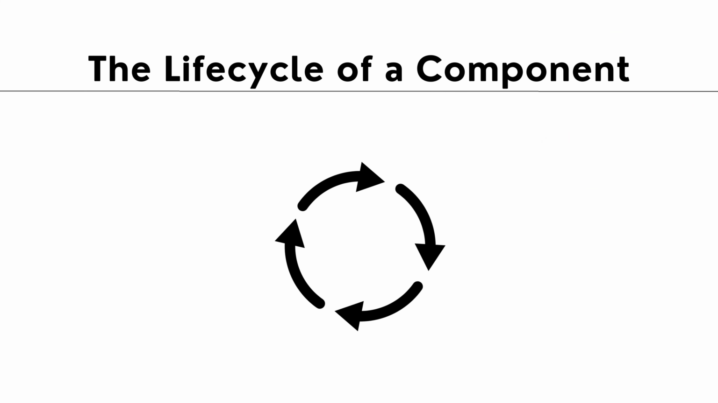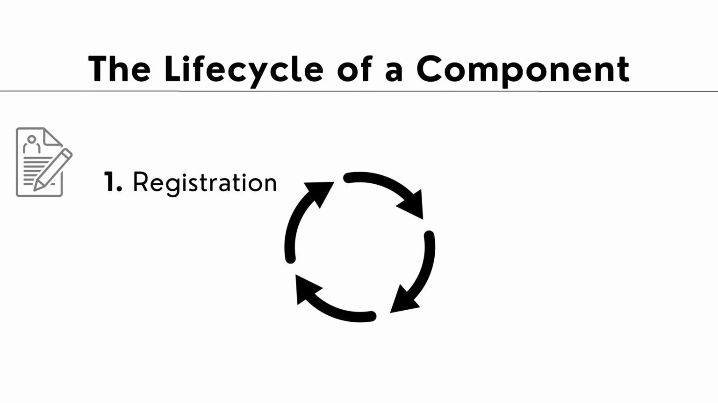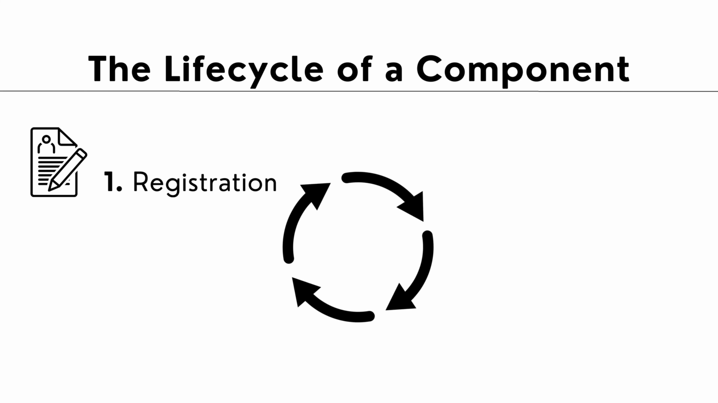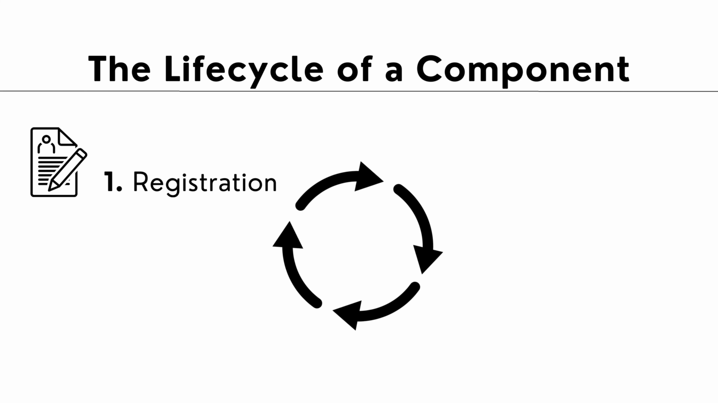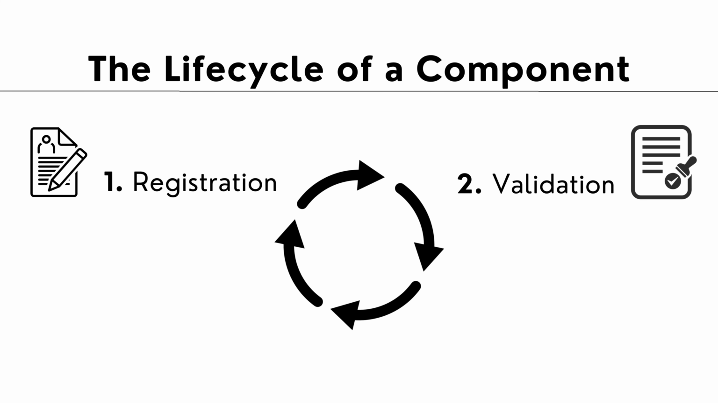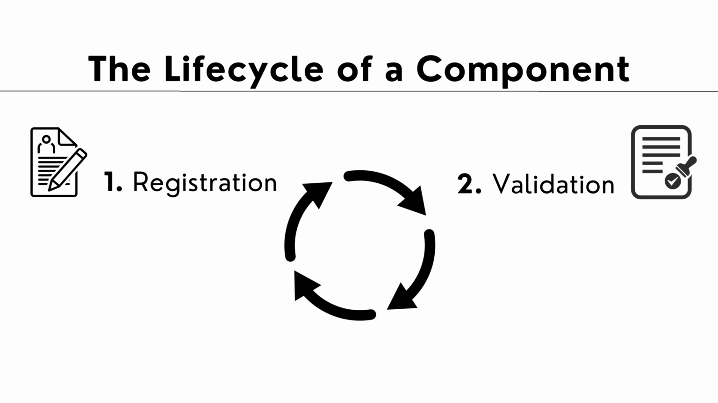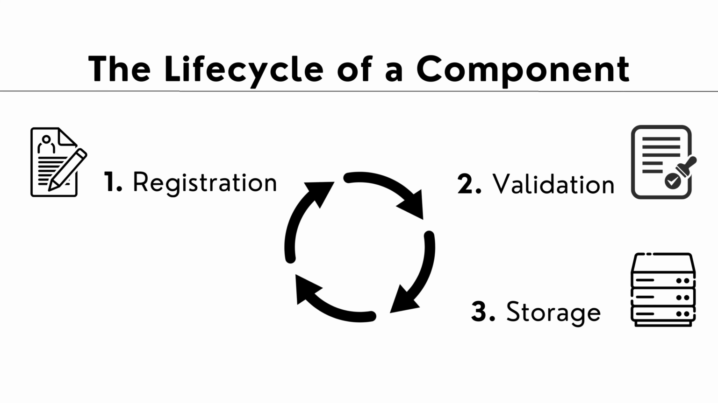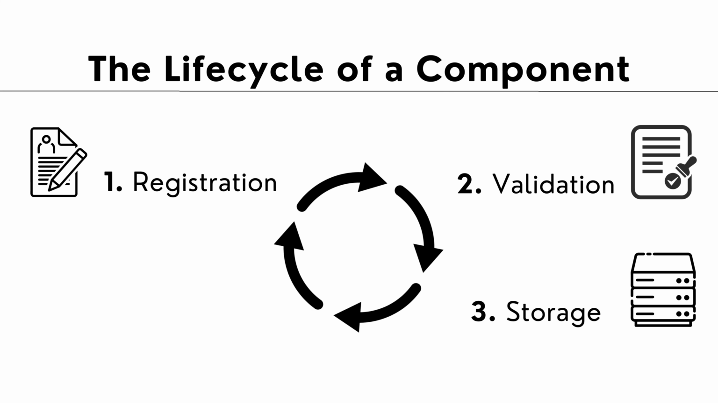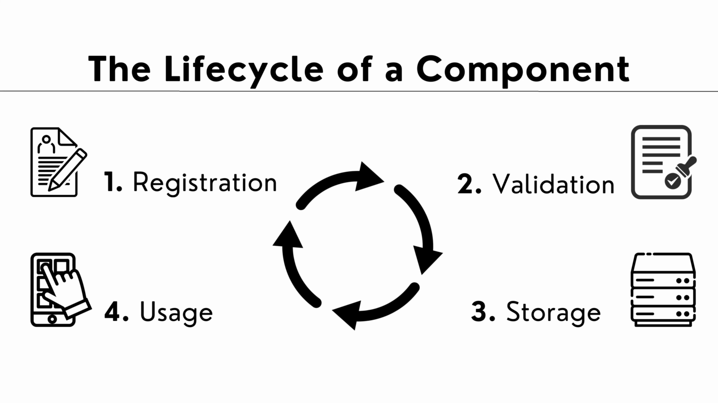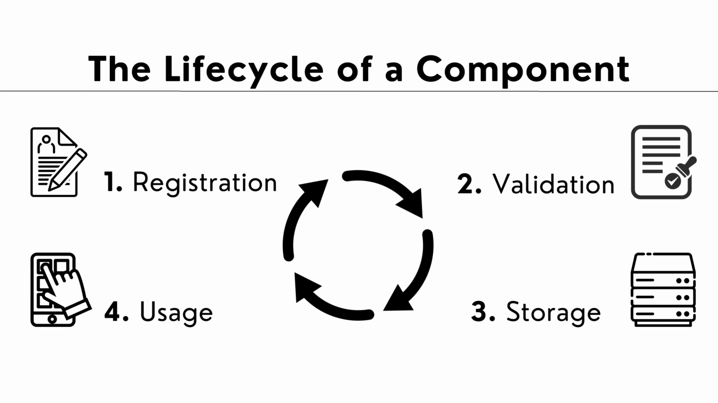What is the life cycle of a component? I'm glad you asked. First up is registration. Components are registered manually or discovered automatically via various integrations, such as scanning your GitHub repositories. Next is validation. Upon registration, each component undergoes a series of checks to validate its metadata and configurations. Then there is storage. Validated components are stored in the catalog's database. Finally, usage. Once stored, components can be viewed, edited, and managed through the Backstage UI.